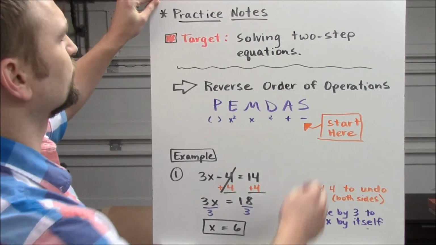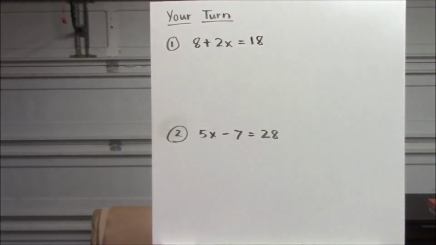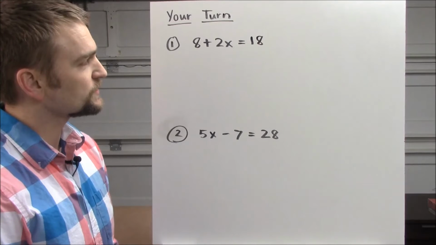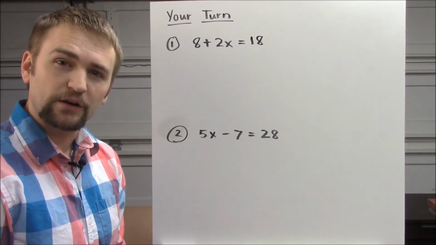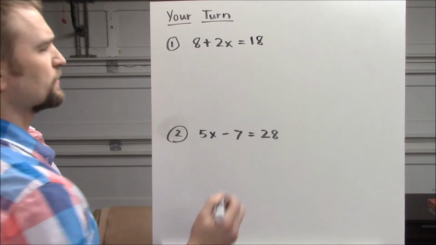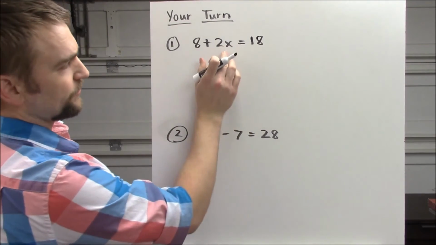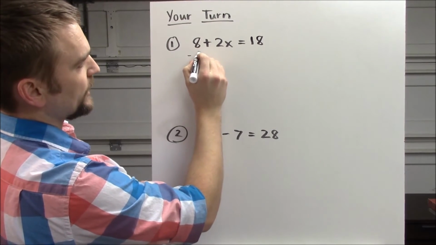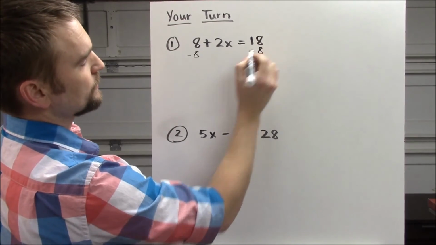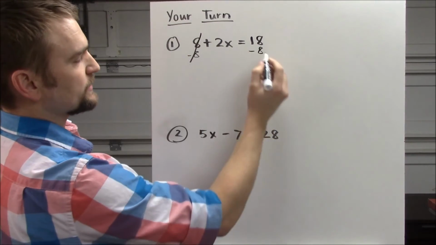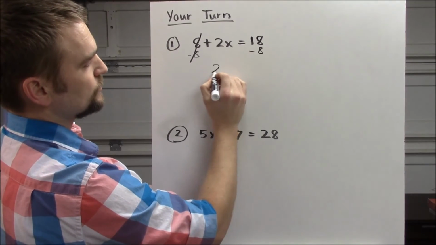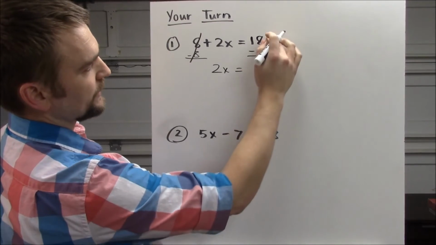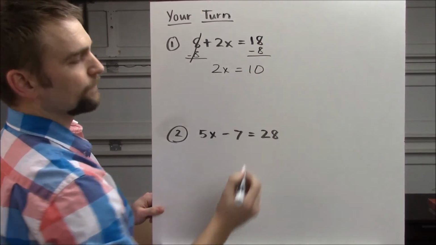Alright, now it's your turn. Go ahead and try to solve both of these equations. I'll go ahead and pause the video. Let's go ahead and solve these. This one's a little bit different, but I have 8 plus 2x equals 18. So I'm going to subtract 8 from both sides. And 8 take away 8 is 0. So I'm left with 2x equals, and then 18 take away 8 is 10.